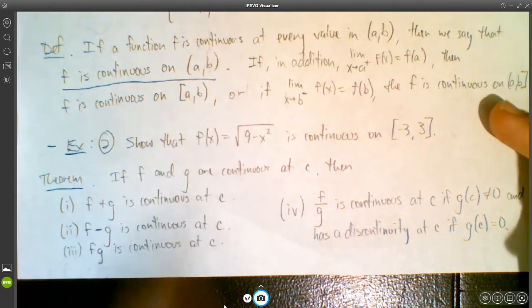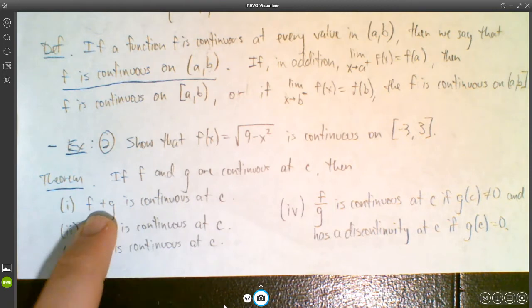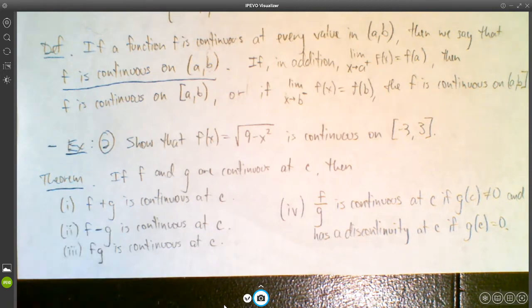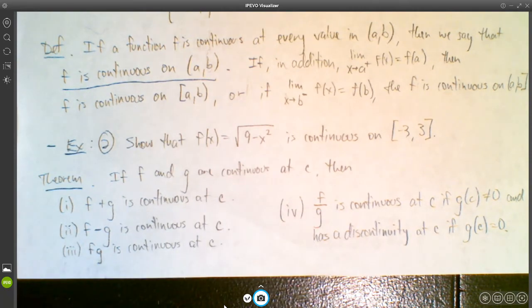So sometimes we call this the algebra of continuous functions, right? The sum of two continuous functions is continuous. The difference of two continuous functions is continuous. The product is continuous. And the quotient is continuous as long as g of c is not 0, as long as the denominator is not 0.